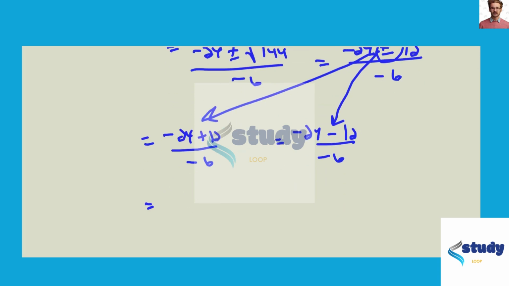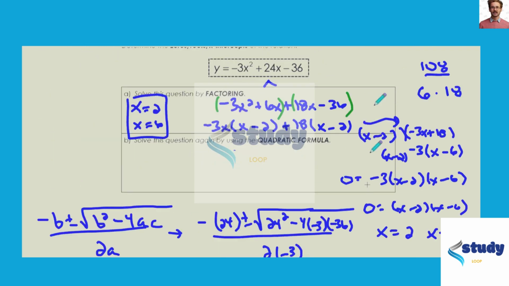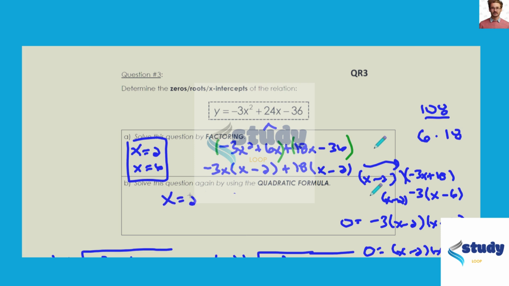Negative 24 plus 12 is negative 12 over negative 6, which is positive 2. And we have negative 36 over negative 6, which is positive 6. So x is 2 or 6, which we got from factoring as well.